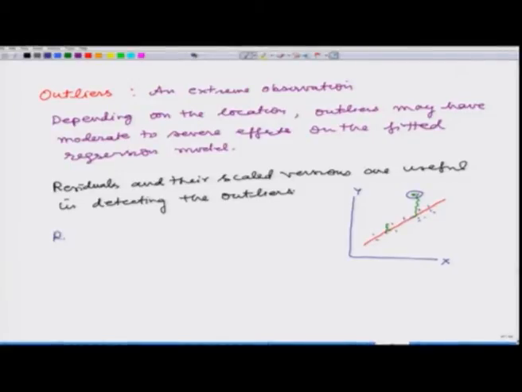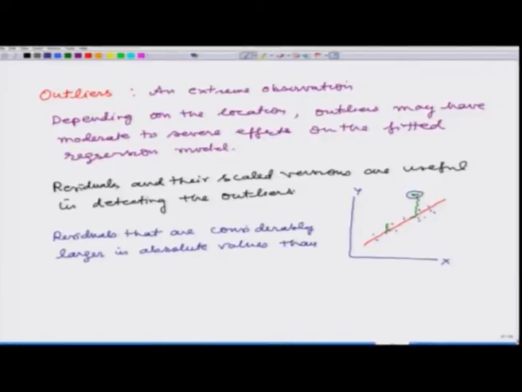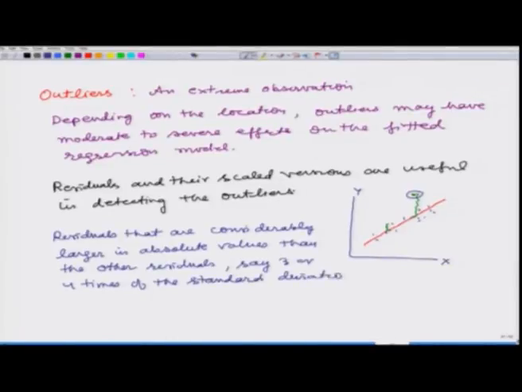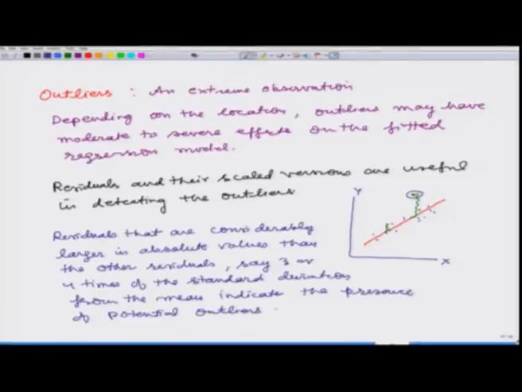So, one can say here that the residuals that are considerably larger in absolute values than the other residuals, say 3 or 4 times the standard deviation from the mean, indicate the presence of potential outliers in the y space. So, what are we trying to say here?